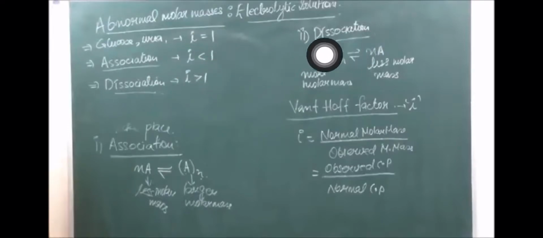In opposite to that, dissociation, right? Dissociation will happen in what sense? That is, more molar mass is there, right? More molar mass is above and less molar mass is below, right? So if the more value is upside, it means the value of i will be more. Understood?